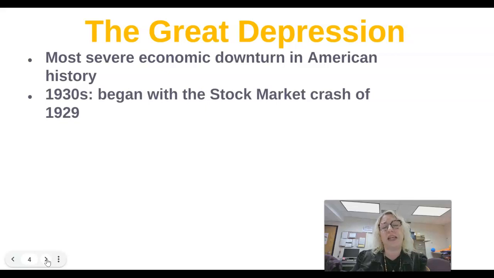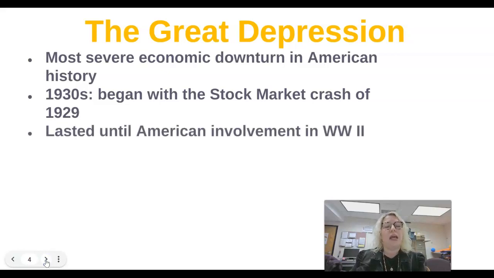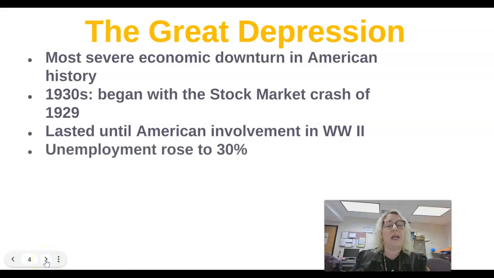In the 1930s, it began with the stock market crash of 1929, and since then, different things have been put into place so something like that doesn't happen again. We might have severe economic downturns, but it won't be because of the same kinds of problems with the stock market as what happened in 1929. And it really lasted until American involvement in World War II in the 1940s. So it lasted more than a decade.